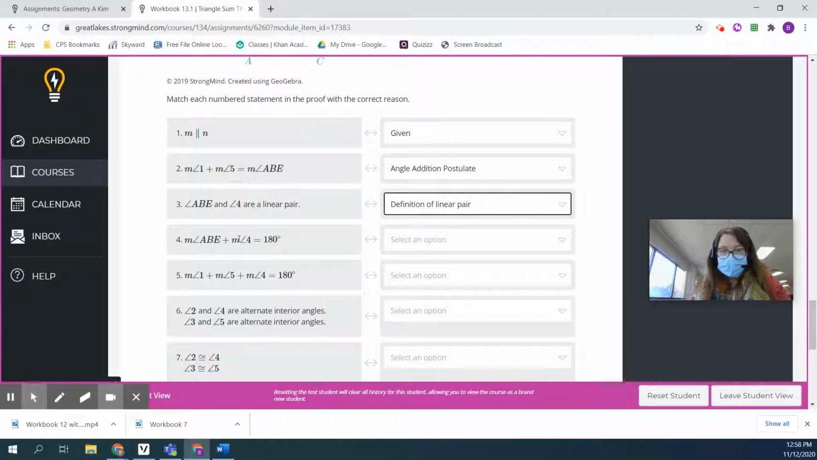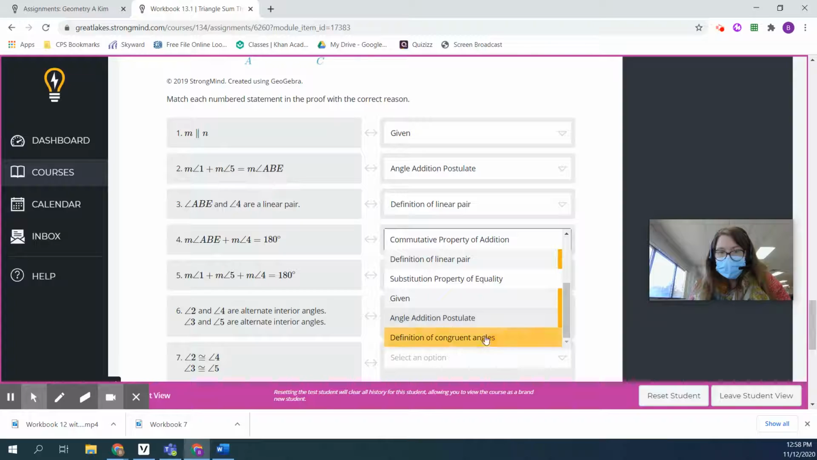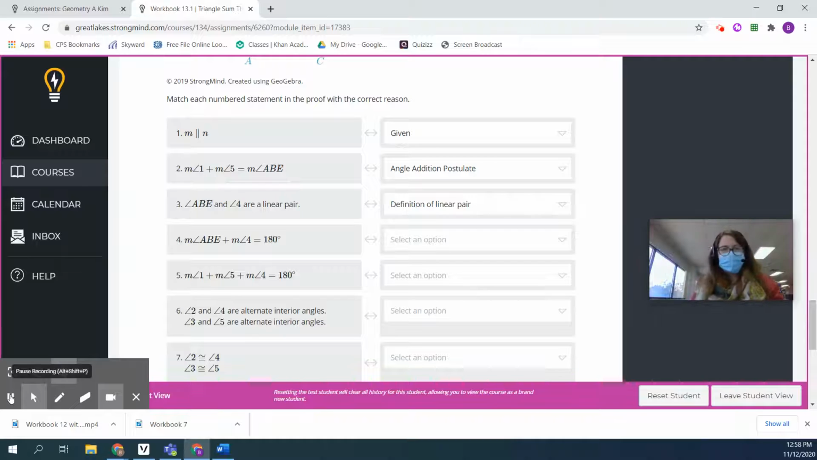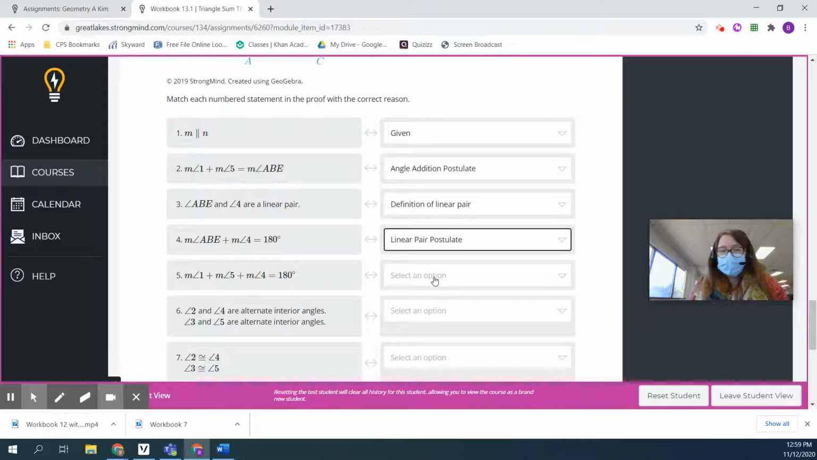And then we have they add up to 180, and that would be substitution. Okay, so we start with given. Then that's the angle addition postulate. Then it's the linear pair postulate. And then we substitute it in. So we said that 1 and 5 make that, and those two add together. But then 1 and 5 is the ABE. So instead of ABE, we put 1 and 5 there.